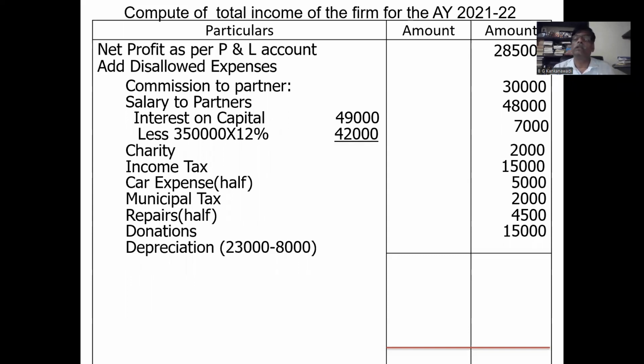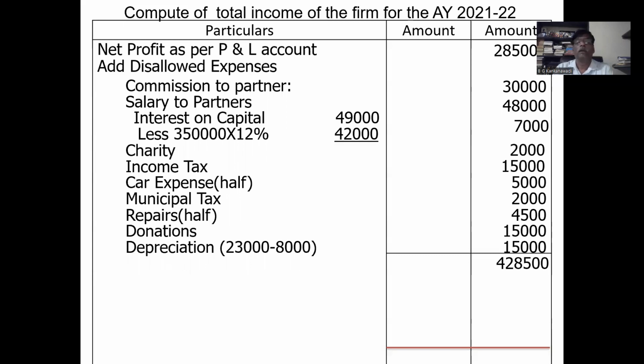Next is depreciation. 23,000 depreciation you shown in the P&L account. But as per income tax rules, 8,000 is allowed. So out of 23,000 depreciation, you deduct the allowable depreciation, excess is 15,000. And if you take the total of this, the total is 4,28,500.